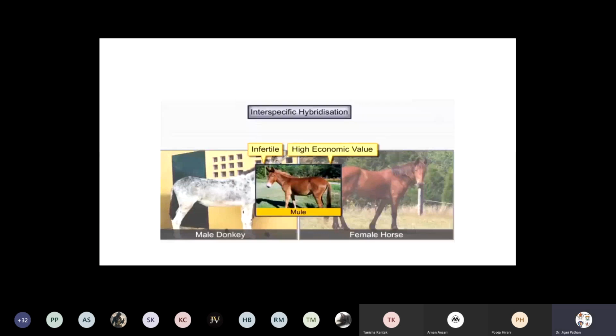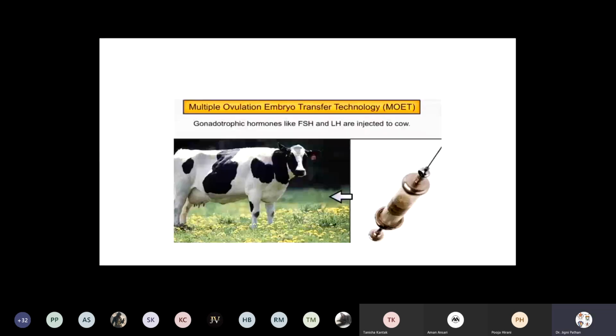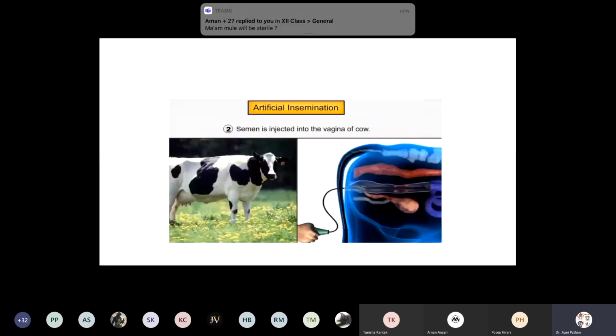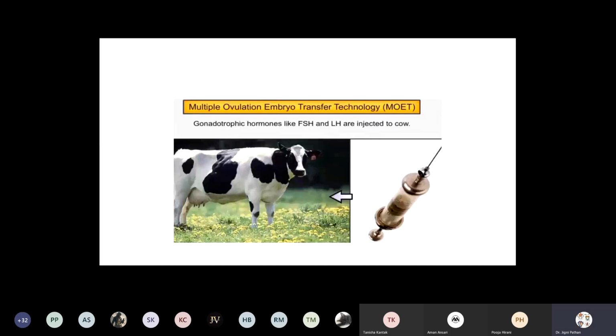Artificial insemination. Semen is collected from the superior male, then the semen is injected into the vagina of the cow. Sorry, artificial insemination should be only injection, right? Into the vagina of the cow. Next, multiple. Yes, the mule will be sterile. They do not produce anything. They are sterile. Here, can you see the multiple ovulation embryo transfer technology slide?